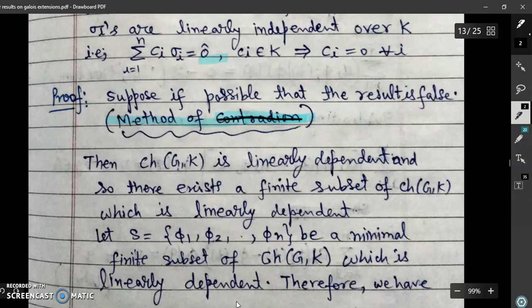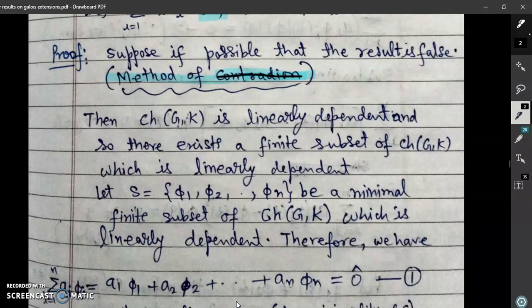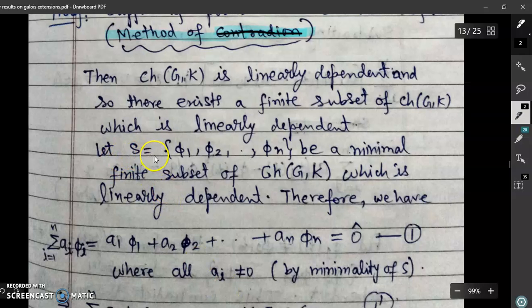What is the meaning of minimal? Minimal means that if T is a proper subset of S, then T will be linearly independent. That is, no subset of Ch(G,K) smaller than this is linearly dependent.